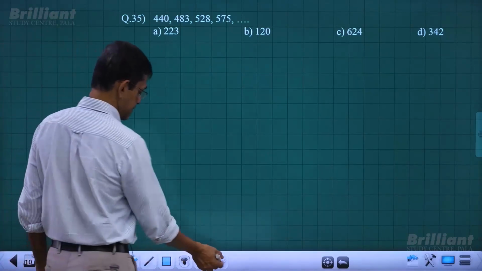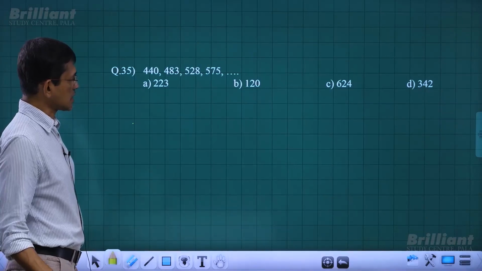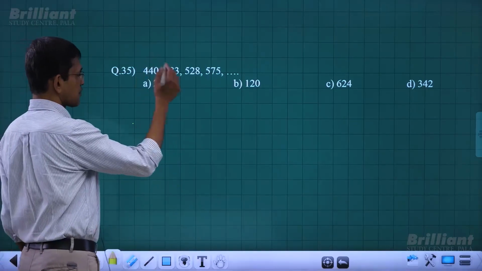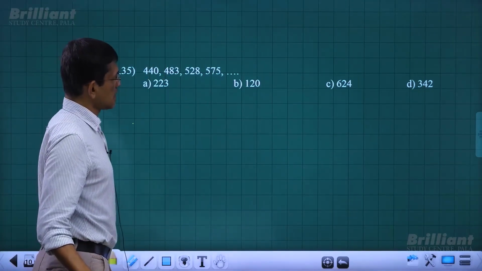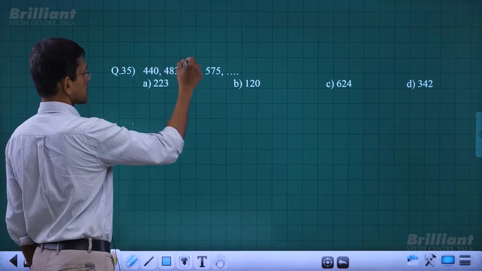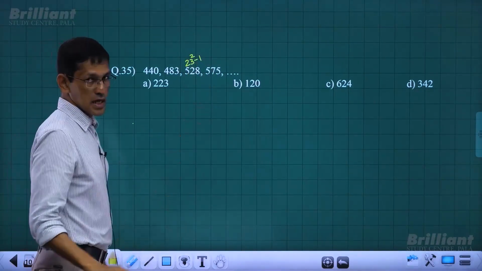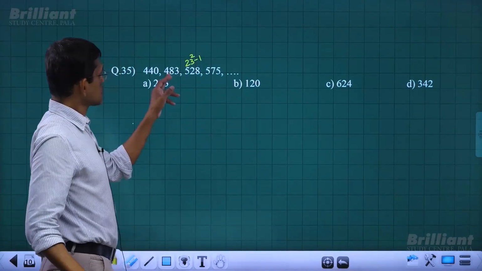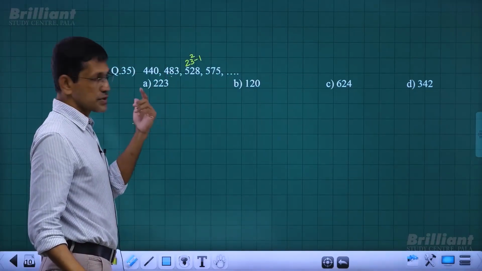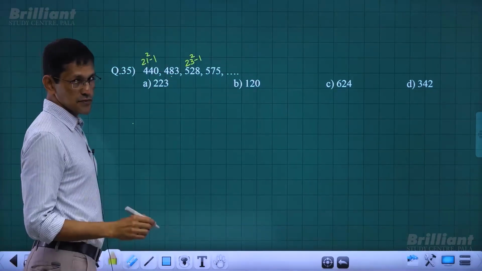Number 35. 440, 483, 528, 575. What are they? Actually, it's a number series. So what are these numbers? 440, 483, 528, 575. Well, at a glance, what I see here, 528, what I know is 529, 23 square minus 1. What is 20 square? 20 square is 400. What is 21 square? 21 square is 441. So this is 21 square minus 1, 440.